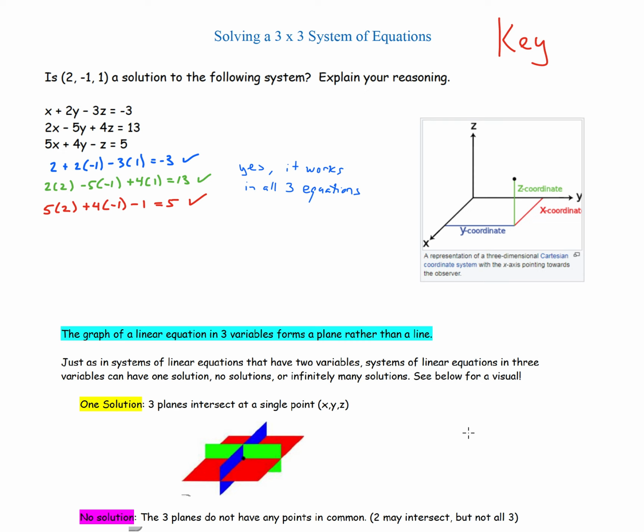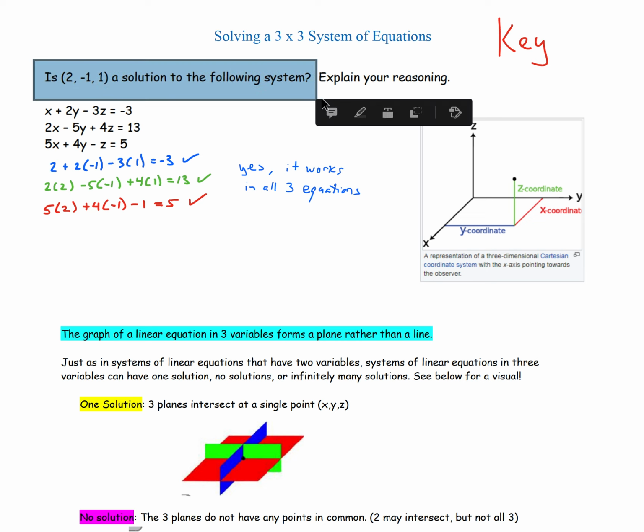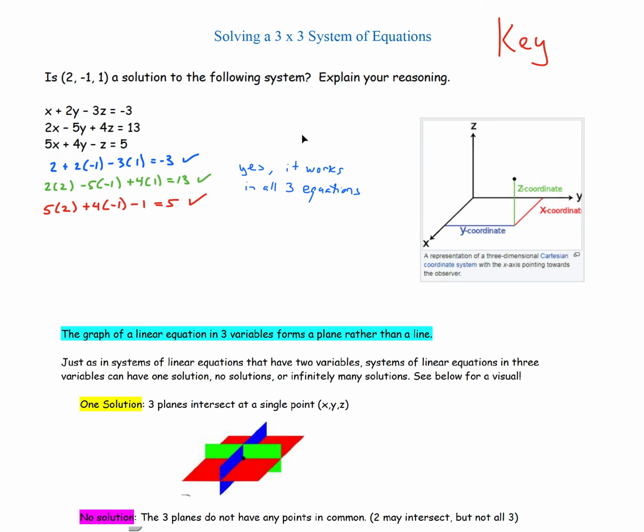A 3x3 system. This first problem on the homework is just me asking you the question, is this a solution to the system? And again, it's a solution to the system if it works in all three equations, meaning it makes all three equations true. The blue is me plugging into the top, the green to the middle, and the red is the bottom. I'm just plugging in this point, and it makes three true statements. So yes, it is the solution.